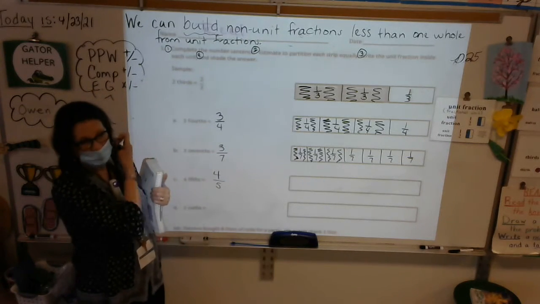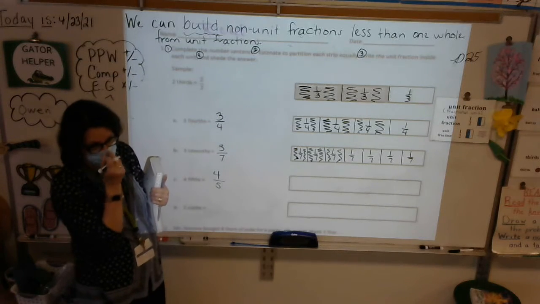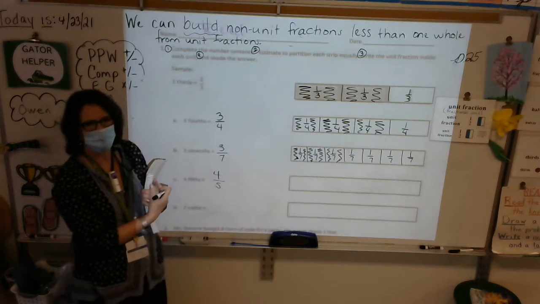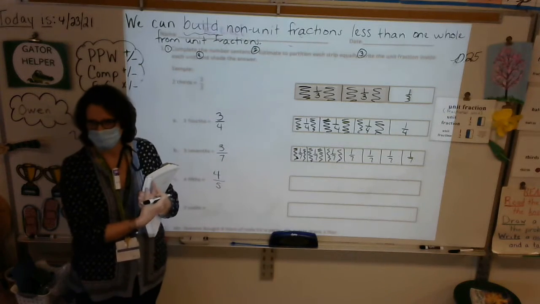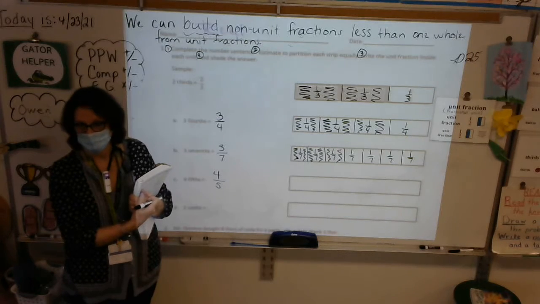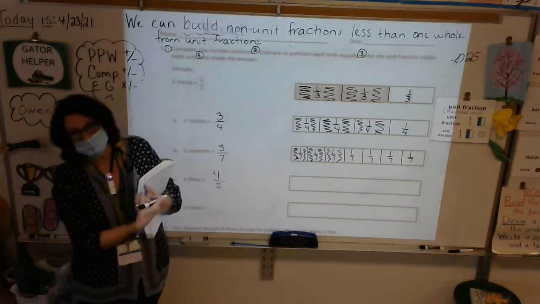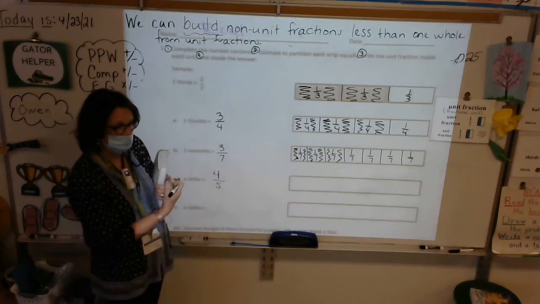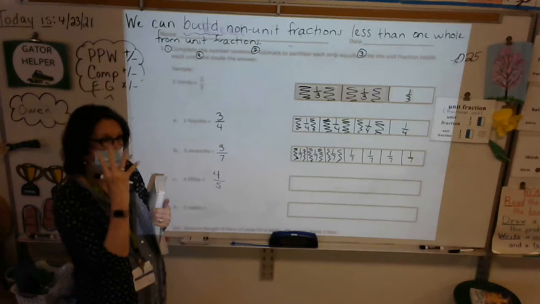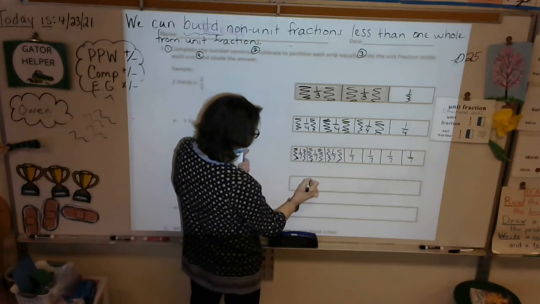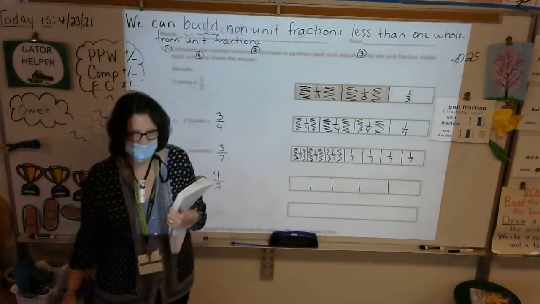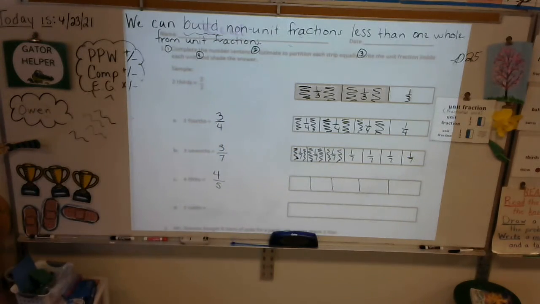If I want fifths, how many equal parts will I need, Hayden? Fifths, how many equal parts? Nope, not 4. How many equal parts will I need for fifths? Clea? 5 equal parts. Now, how many lines will I draw, Clea, for 5 equal parts? 4 lines. Very good. Go ahead and partition your fraction strip into fifths by drawing 4 lines. Go ahead and label each one with a unit fraction, and then I'm going to ask you to shade 4/5.